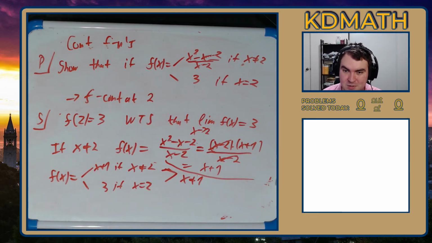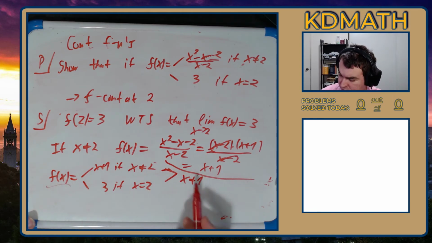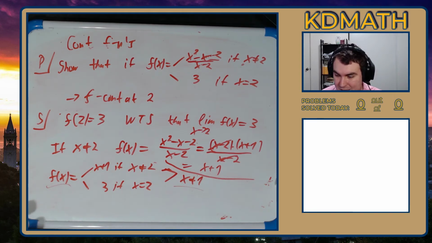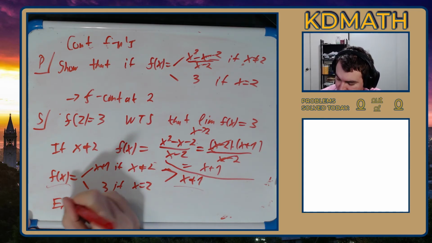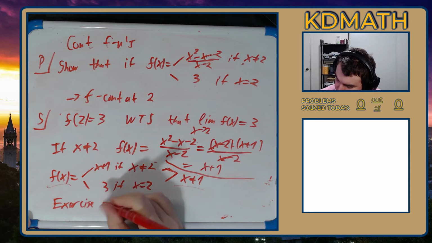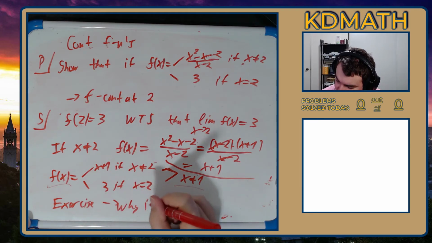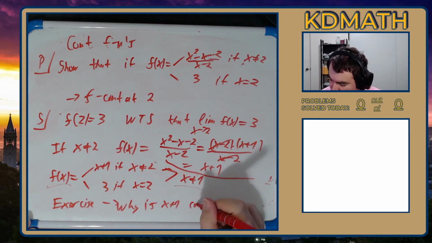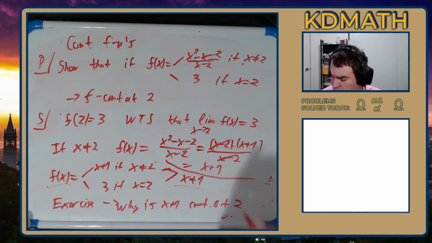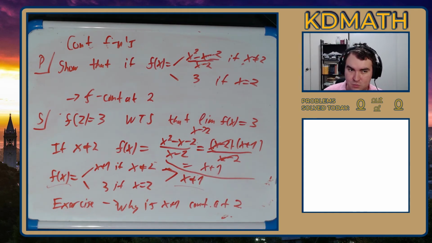So this function is a very well hidden copy of the function x plus 1. Yes, it would be annoying to use because of the quotient. Yes, I agree with this. So our f of x is x plus 1 in disguise. And now it's up to you to show, so exercise: why is x plus 1 continuous at 2? It's one line. Hopefully you can work it out.